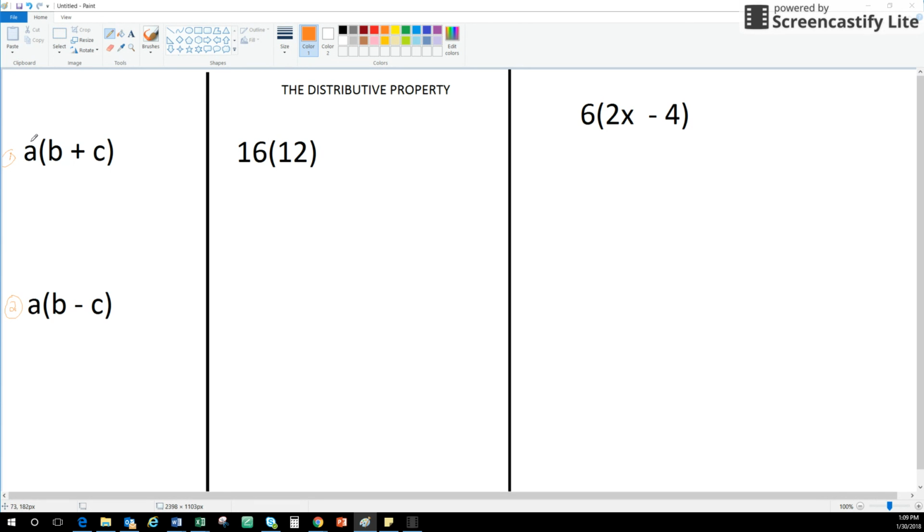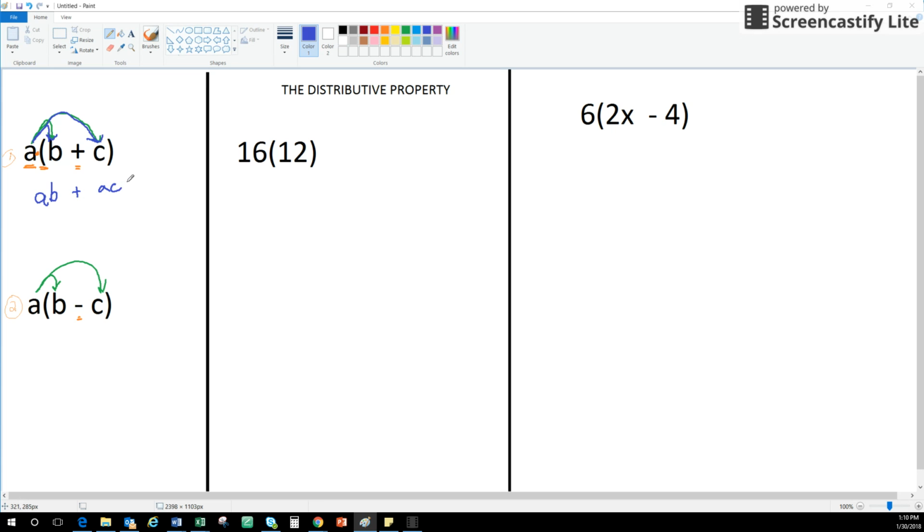What the distributive property tells me is that I have something resting against parentheses, which means this is multiplication, and something either being added or subtracted. And what this tells me I can do is multiply across that addition symbol or across the subtraction symbol. So in the first case, I wind up with a times b, because I'm just following the multiplication here. I keep the plus sign and a times c.